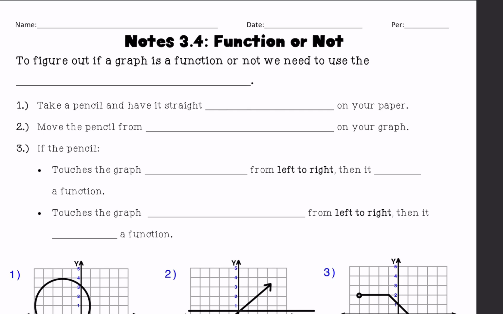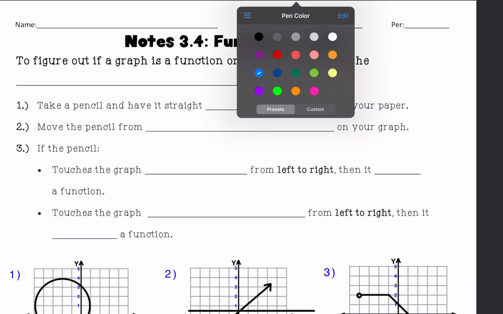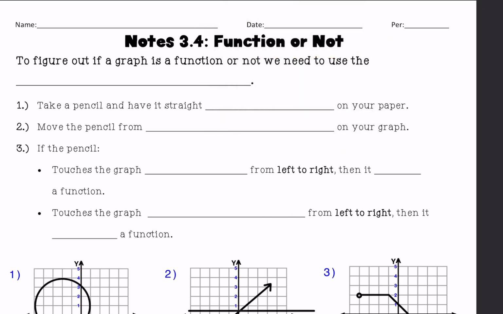All right, so here are the notes for 3.4 where we figure out if it is a function or if it is not a function. So let's write out some notes. First things first, to figure out if a graph is a function or not, we need to use the vertical line test. And basically what that is, we take an up and down line and drag it across our graph.